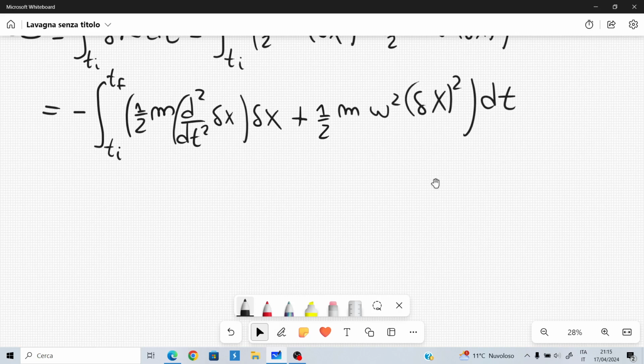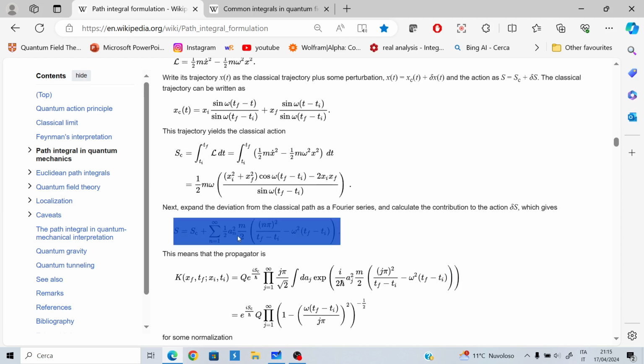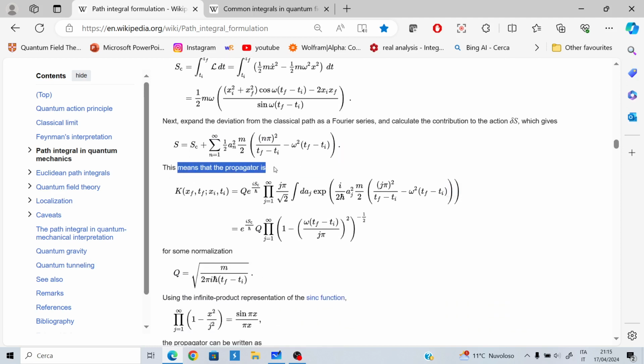And what you get once you do this is what Wikipedia writes here. So it's exactly this expression here. You can carry out the integrals. You have integrals of sinusoids which can be performed. And by the way, those sinusoids are quote-unquote orthogonal. They are orthogonal functions. And you get something like this. At this point, Wikipedia introduces the propagator.